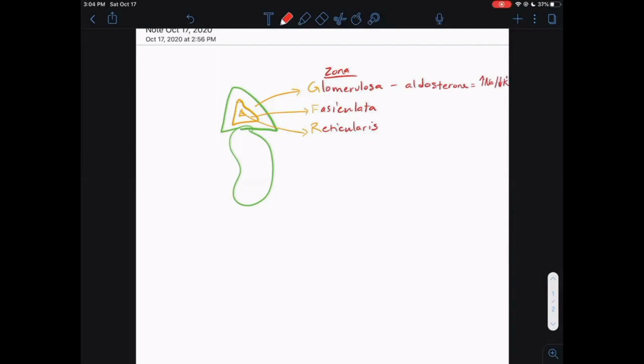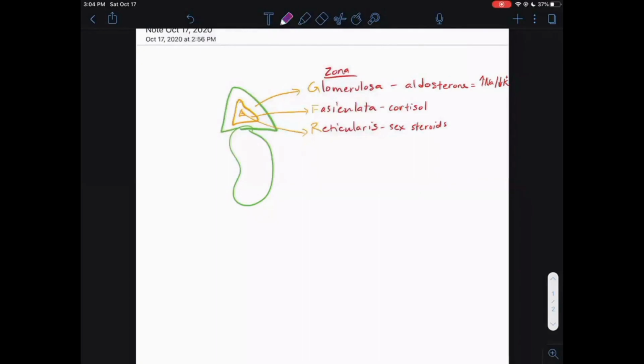Okay. And the fasciculata, this is where your corticosteroids are released from. So I'll say cortisol. There's a ton of roles of cortisol, which we'll get into in a little bit. And then lastly, your reticularis, this is where your sex steroids are created. Okay. Now that you have a little bit of background, you know the anatomy, you know it's on top of the kidney.